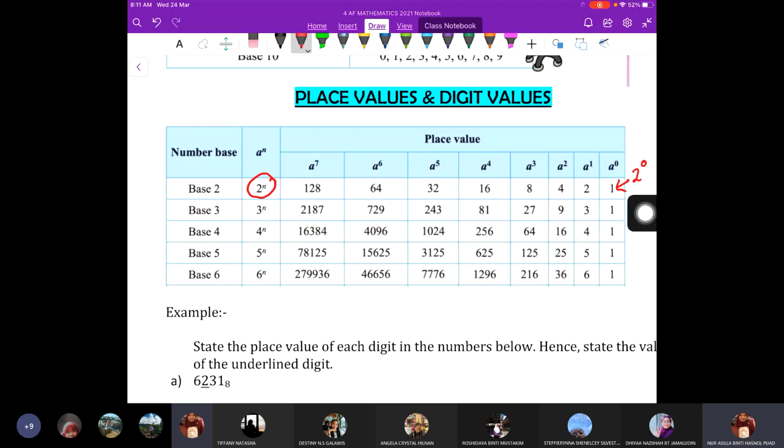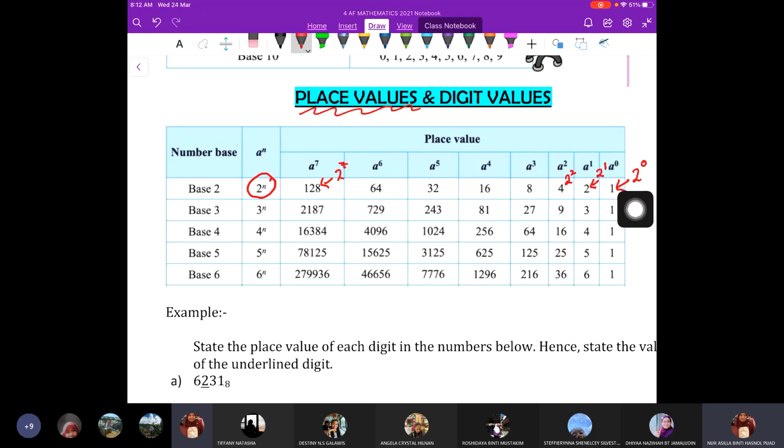Fine. 2 to the power of 0, which is 1. So the second one ini adalah 2 to the power of 1. So which is 2. And then 2 to the power of 2, 4 and so on. Okay. So this one, apa yang dia nak bagi tahu adalah place values. Saya akan pergi kepada place values dahulu.